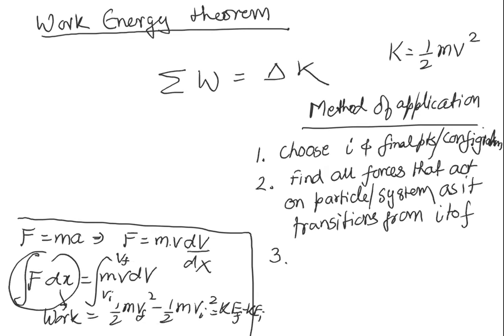So the second step is to find all forces that act on the particle or the system as it transitions from the initial configuration or initial position to the final configuration or final position. Okay? And then what you do is the summation of work done by all forces is equal to the final kinetic energy minus the initial kinetic energy. Okay, please write this.